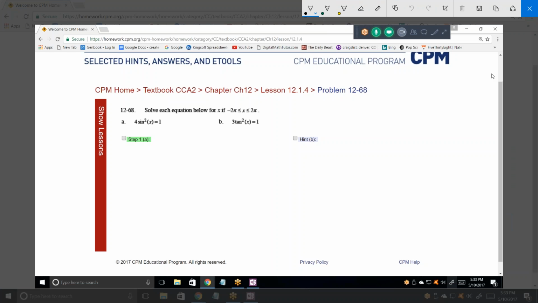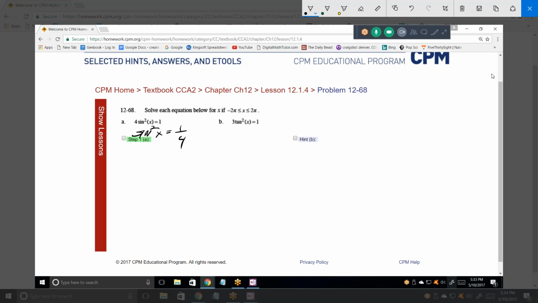Alright, solve each equation. Notice this is not one unit circle, but actually two unit circles. A negative one and a positive one. So, we're going to need to come up with a bunch of answers. What's the first step here on A? I divide by 4. So I get sine squared of x equals 1/4. Next step? I'll take the square root of both sides.